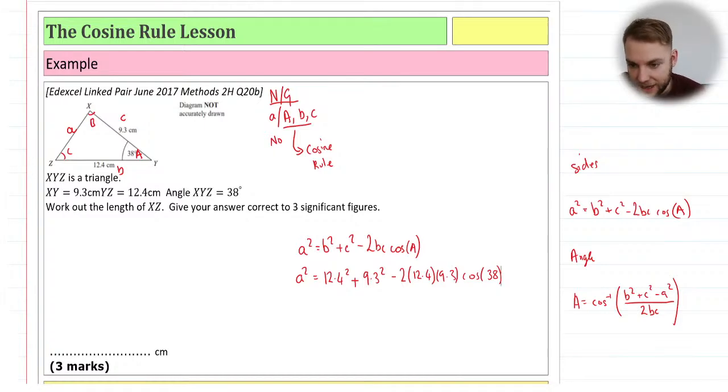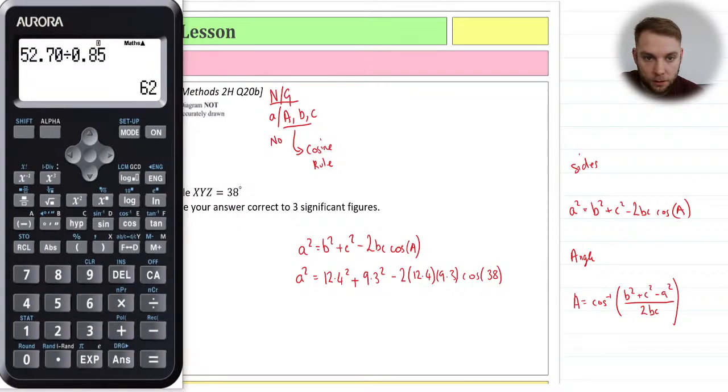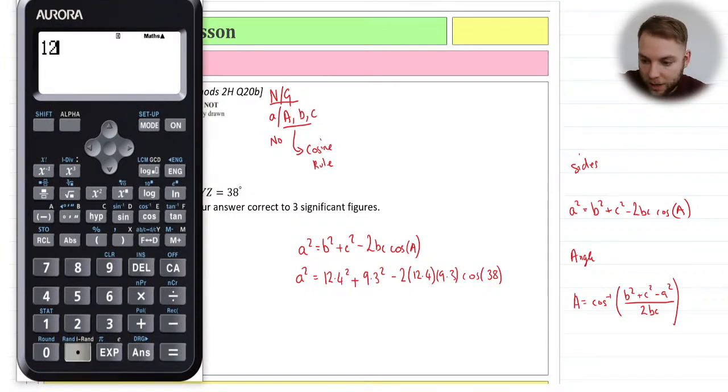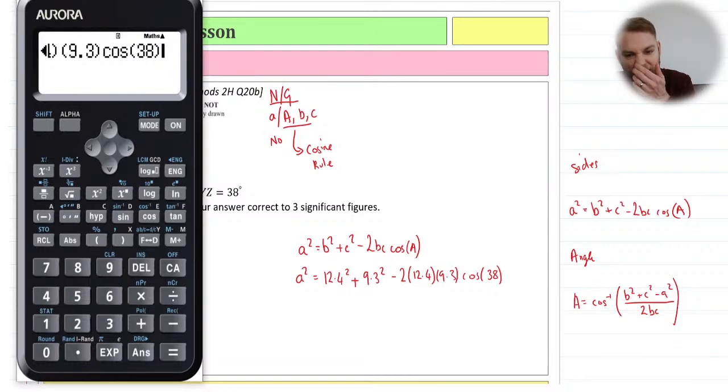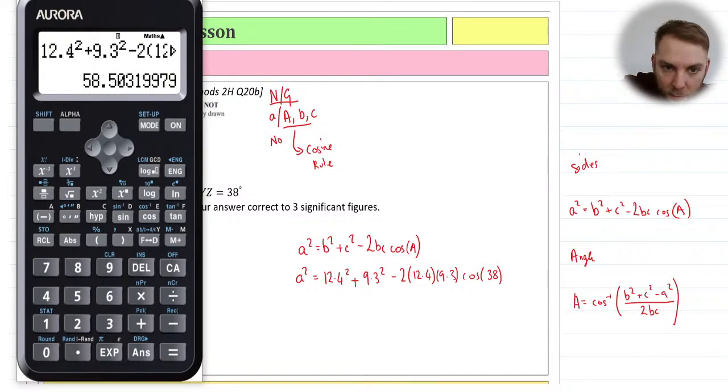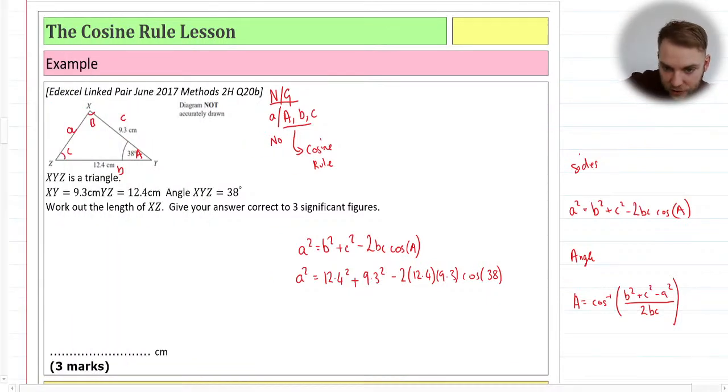So let's type that into my calculator. So 12.4 squared plus 9.3 squared minus 2 times 12.4 times 9.3 cos of 38. Now remember, a lot of people make a mistake there and leave that as their answer. So I'm going to write all of that down, 58.53, but actually this is equal to a squared, isn't it?